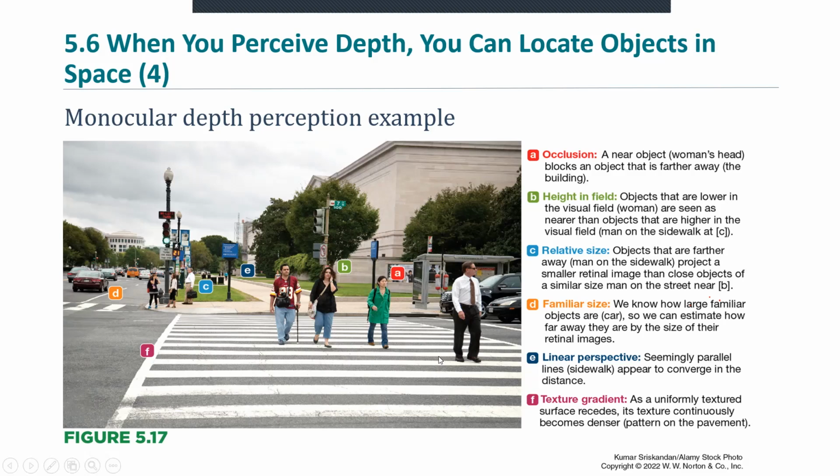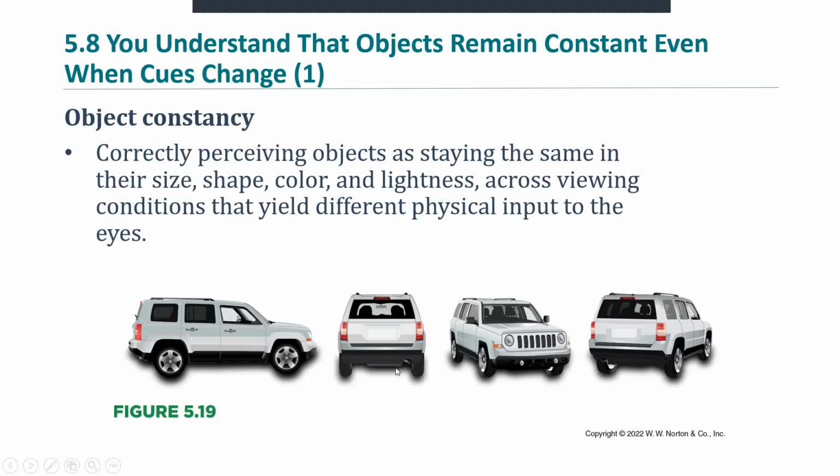But especially if it's the same person walking, and they move about, they get further away or closer, the image is going to keep changing on your retina. It's going to get smaller, it's going to get bigger, but you know that they're always the same size, so you compensate for that. That's all that size constancy is. We also do this for shape, color, lightness.